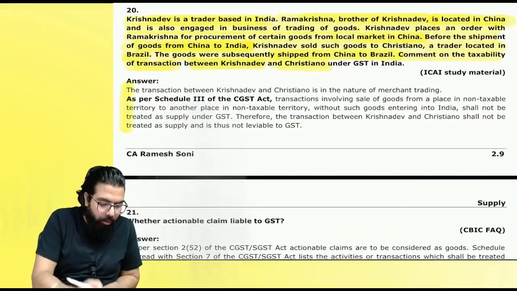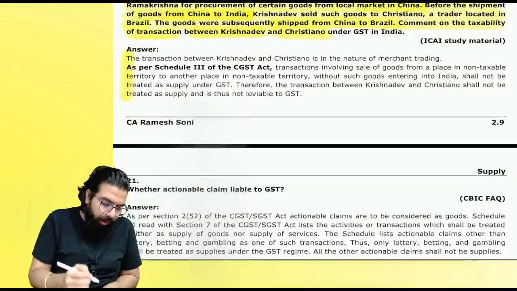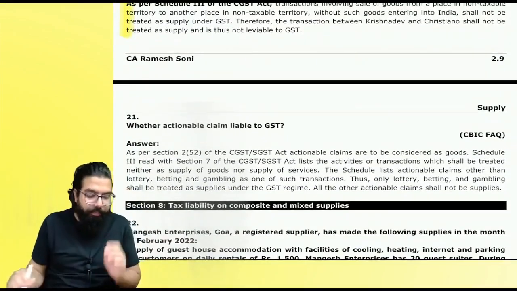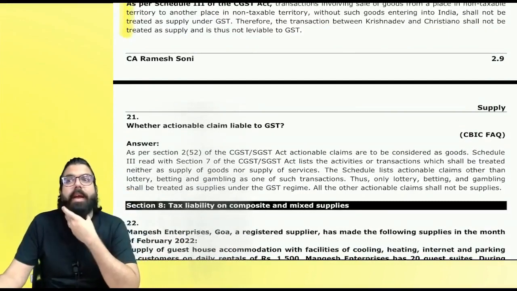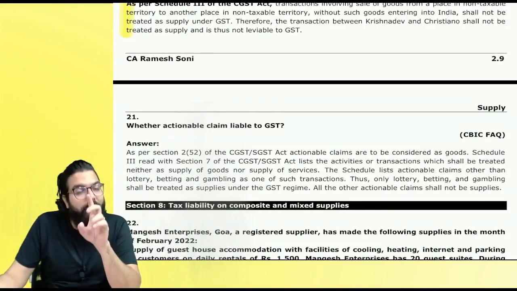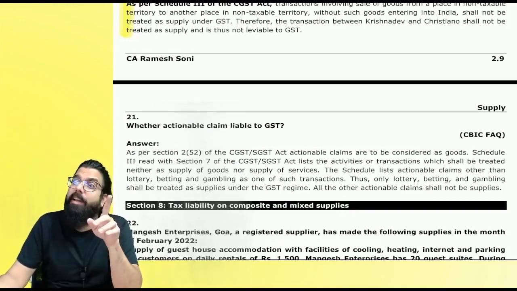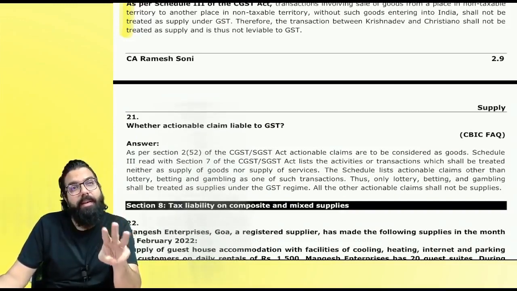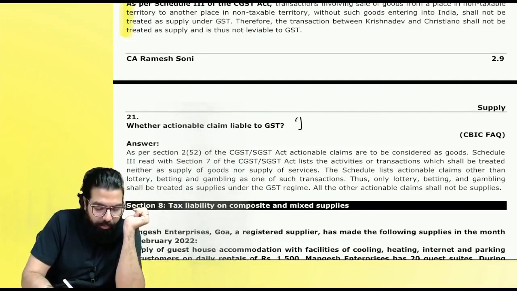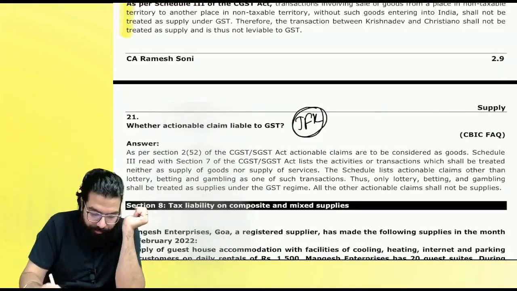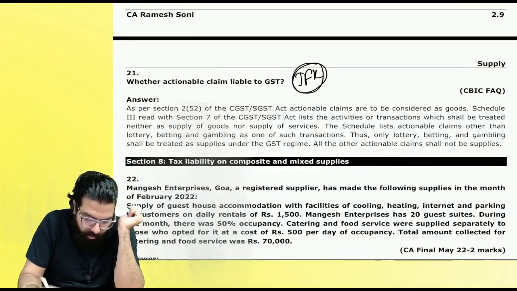People, you have to learn how to write. What is an actionable claim, everyone? Actionable claims are goods. But are all actionable claims liable to GST? Only lottery, betting, and gambling. This is just for your knowledge. Just for your knowledge. Everyone, please come to the next question.